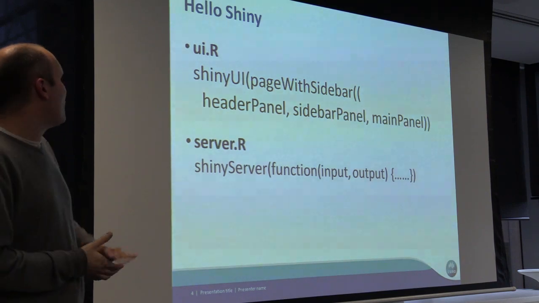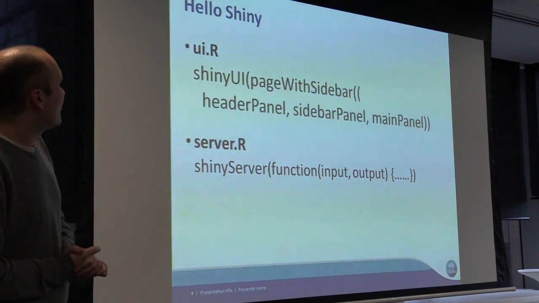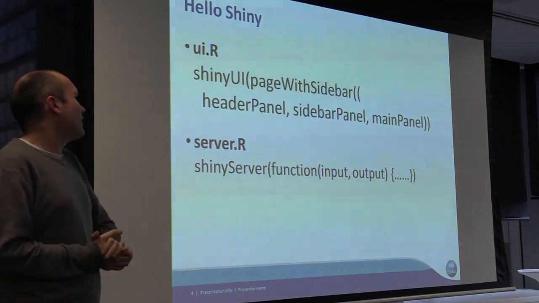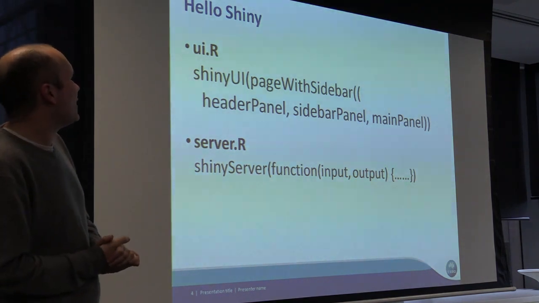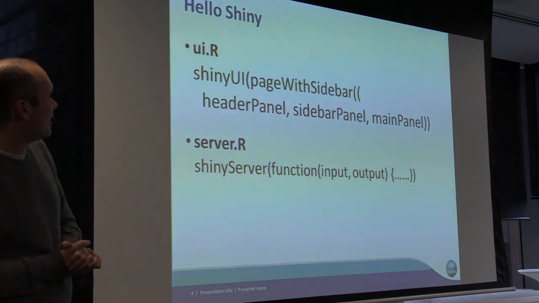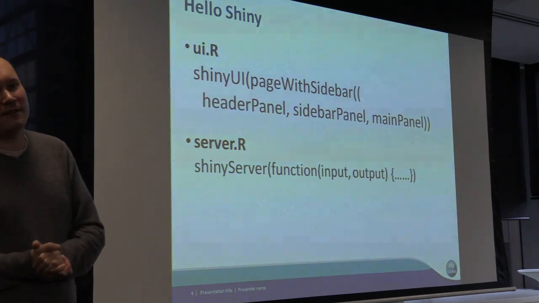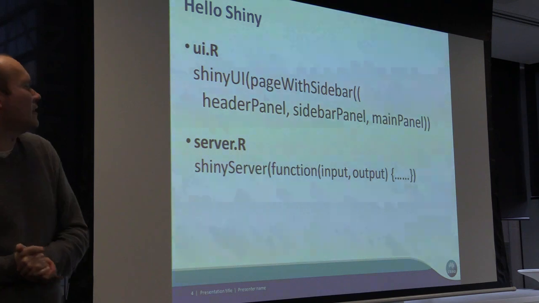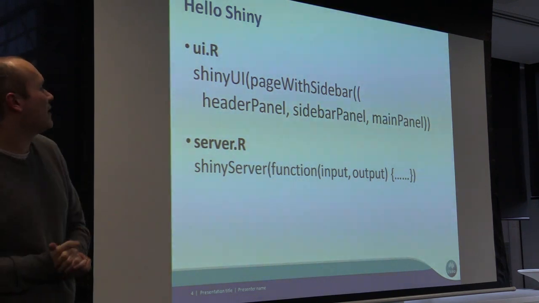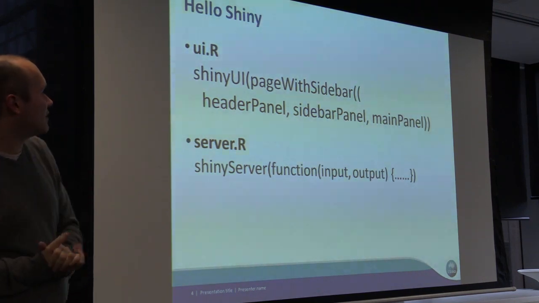So a standard way of doing it here is in the ui.r file, you use the function shinyUI, and then within that, you use the function pageWithSidebar. And the first argument is the header panel, the second argument is the sidebar panel, and the third argument is the main panel. Okay. So in fact, in the header panel, there's a headerPanel function which you can call here, and in the sidebar panel, there's a sidebarPanel function, and the main panel, there's a mainPanel function.